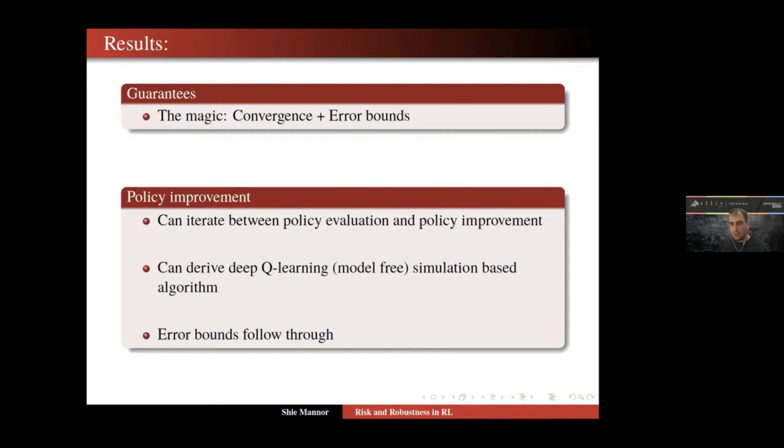This is a planning problem. You need to assume that the transition probabilities are known. If they're not known, you can do a Q-learning type approach, which is going to add another layer of complexity. But in principle, this is for a planning problem.